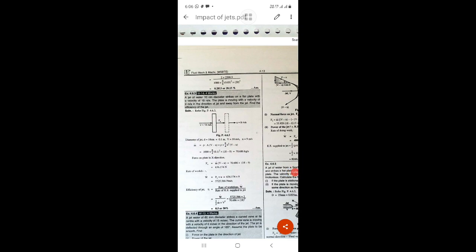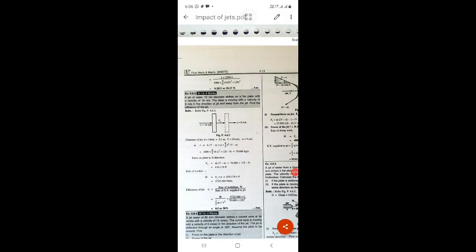So this is an example of impact of jet on a moving flat plate. So in this way we completed the case of fixed and moving flat plates. Thank you.